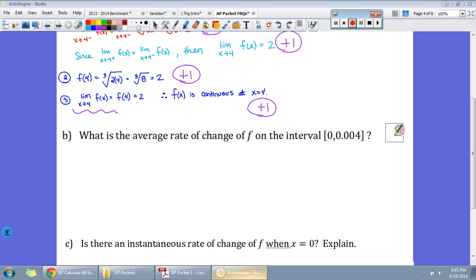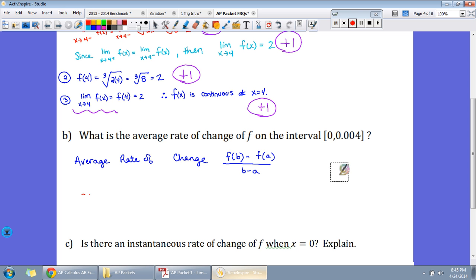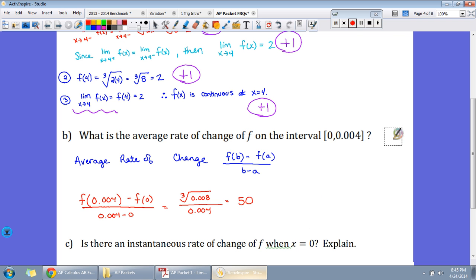To get the average rate of change, you need the average rate of change formula, which is f of b minus f of a over b minus a. So if you plug in 0.004 for the first one, and then f of 0 for the second one, over 0.004 minus 0, you're going to get this, which equals 50. Part B was only worth 1 point.